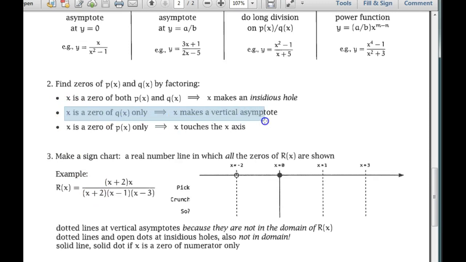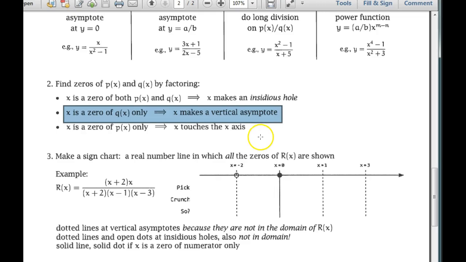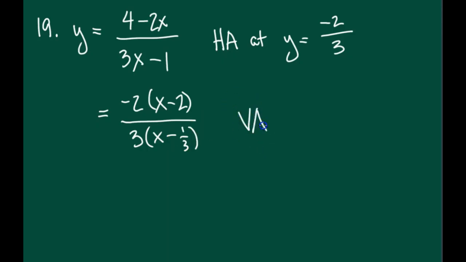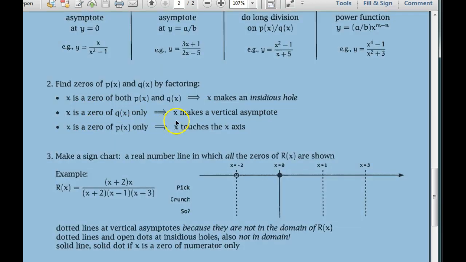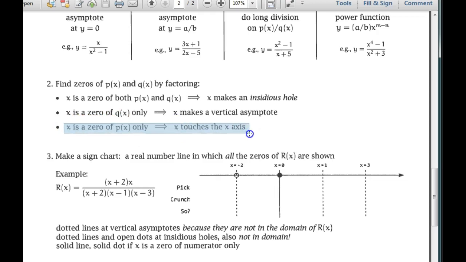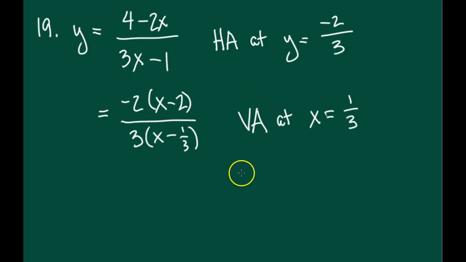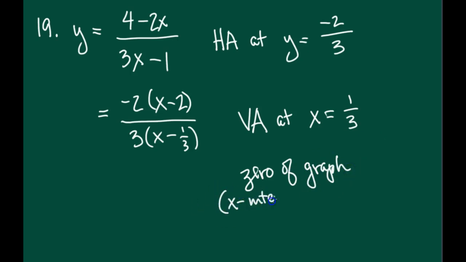If x is a 0 of the denominator, x makes a vertical asymptote. Okay. So, that means we have a vertical asymptote at x equals 1/3. And now what about the 0 right here? X that's a 0 of the numerator only, that is where the graph touches the x-axis. So that means that we have a 0 of the graph, in other words, an x-intercept, at x equals 2.